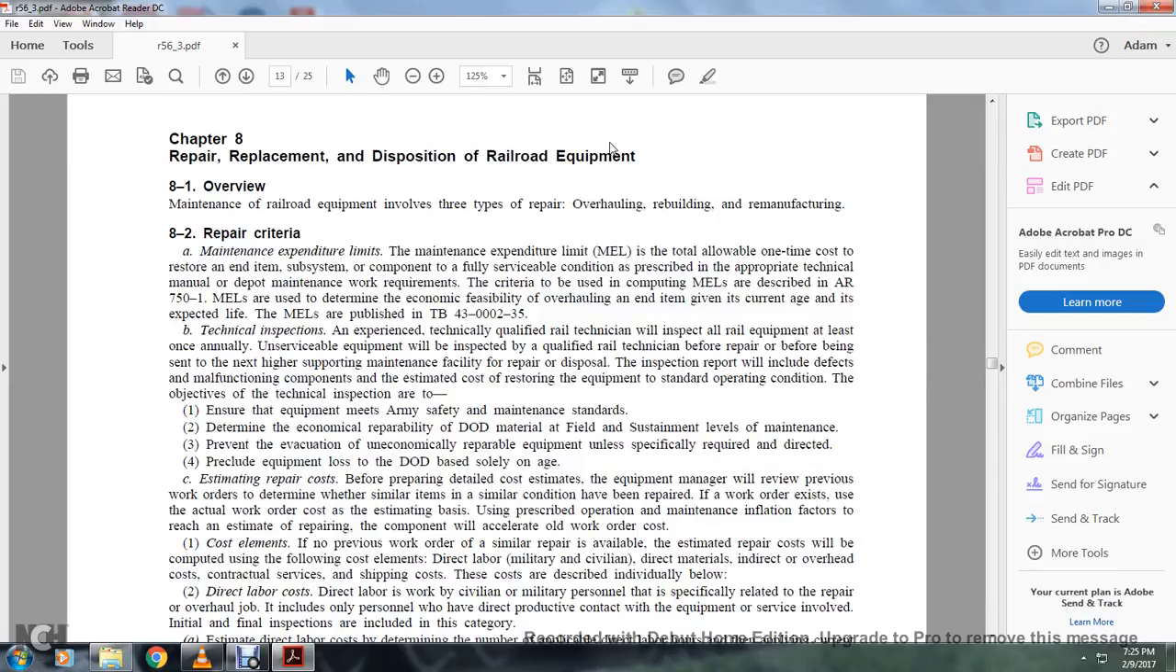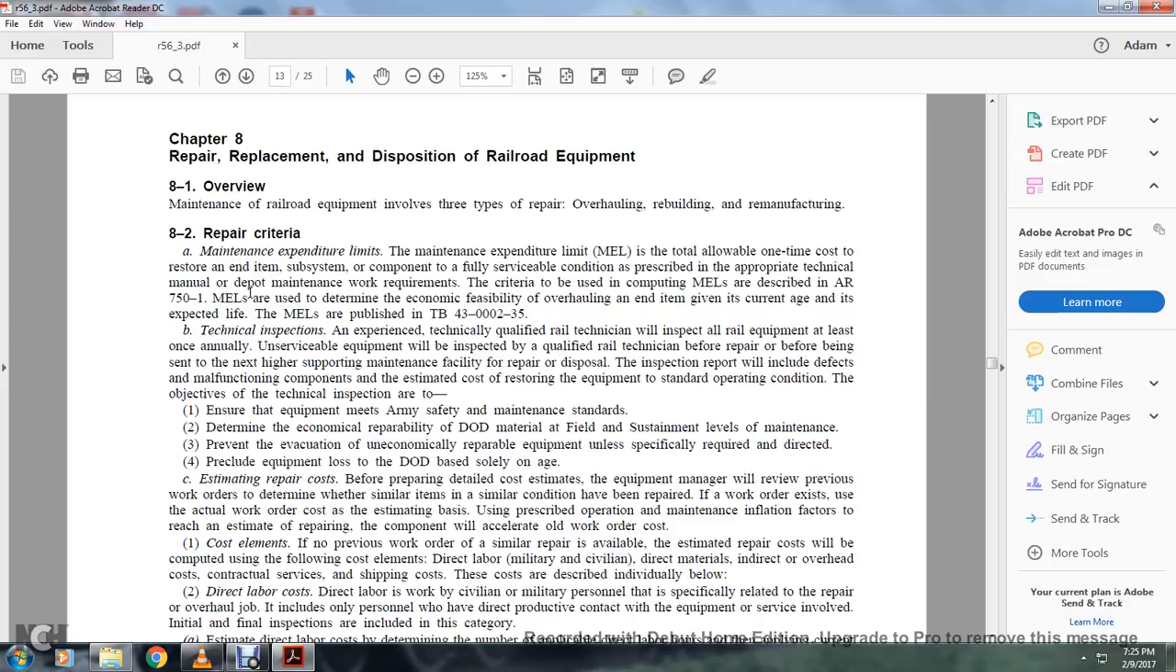Maintenance expenditure limits. The maintenance expenditure limit, MEL, is the total allowable one-time cost to restore an item, subsystem, or component to a fully serviceable condition, as prescribed in the appropriate technical manual and Department of Defense depot maintenance work requirements. The criteria used for computing the maintenance expenditure limit are described in AR 750-1.